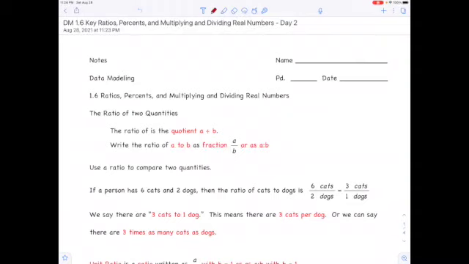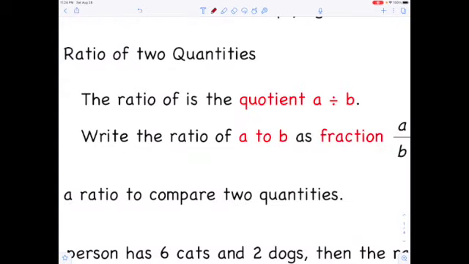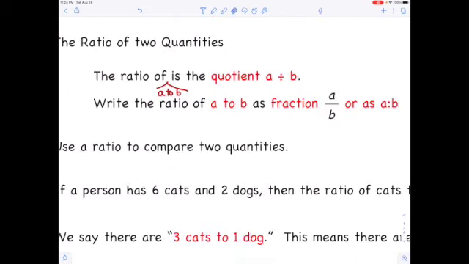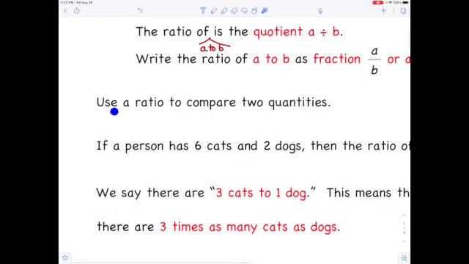Everyone, today's notes are based on rational percentages and multiplying and dividing rational numbers, day 2. To start off, the ratio of A to B is the quotient A divided by B. Next, write the ratio of A to B as a fraction. There's your fraction. Or you can write it A to B, or with a colon.